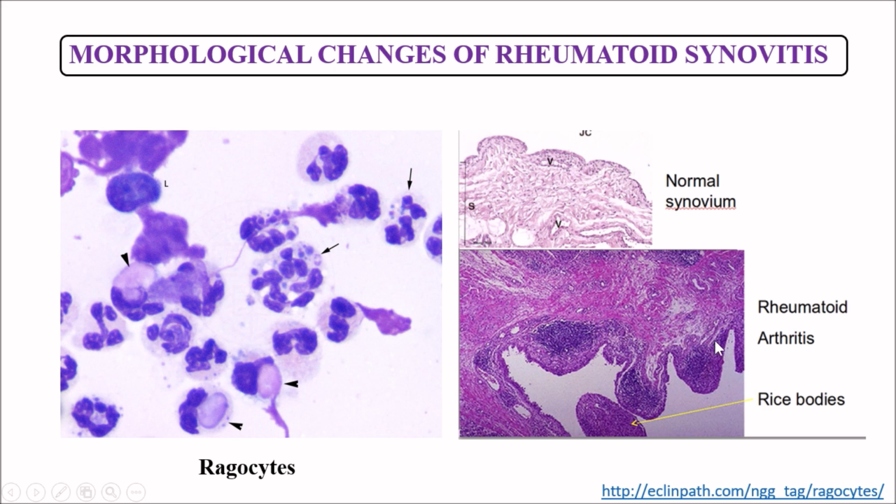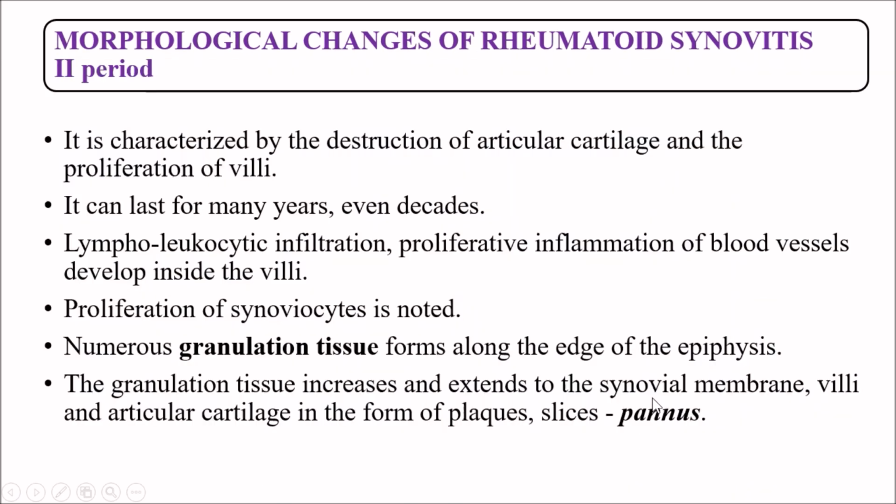But in rheumatoid arthritis, we see severe inflammation in the villi, the bluish color in the pathology, which shows the inflammation. And the rice bodies: because the villi separated, necrotized, desquamated, and entered the inside of the joint cavity, we call them the rice bodies.